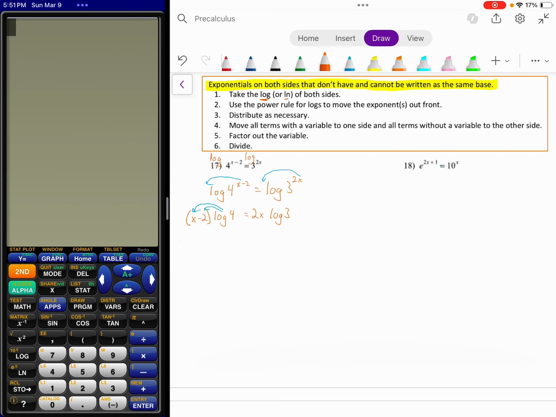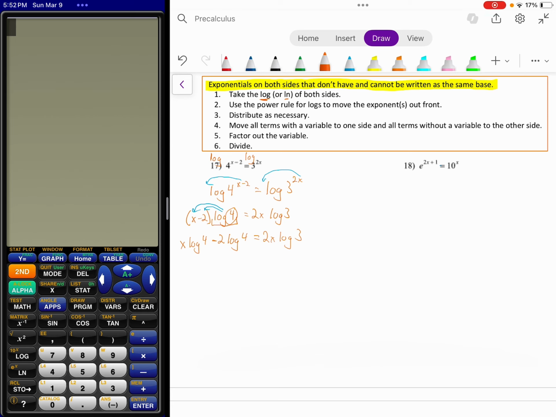So this is going to be x times the log of 4 minus, be careful with this, just 2 times the log of 4. You do not multiply 4 times 2. It's 2 times this thing, not 2 times this thing. So that's on our left side, and that will equal 2x times the log of 3.